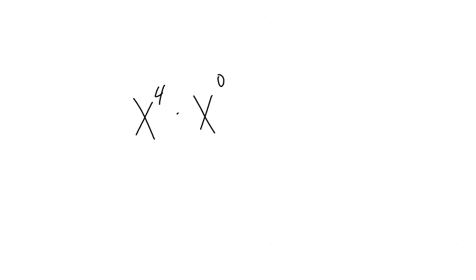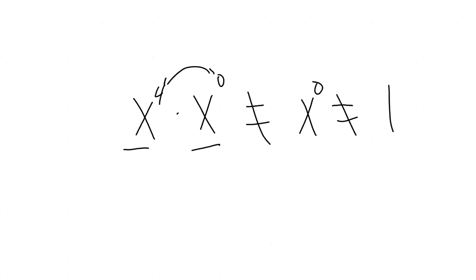So you're thinking to yourself, well, 4 times 0, put x through there so you don't give me a hash mark. 4 times 0 is 0. So x to this must be 1. But it's not, because remember our rules. When the bases are the same, you add the exponents. It's not 4 times 0, it's 4 plus 0.